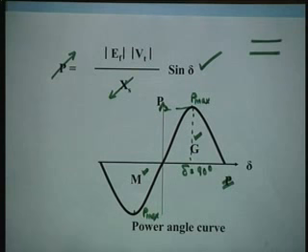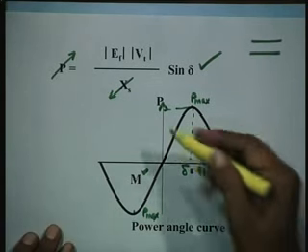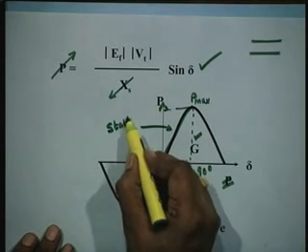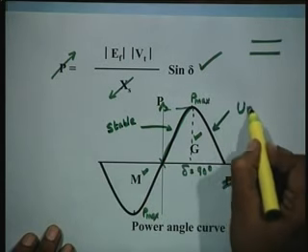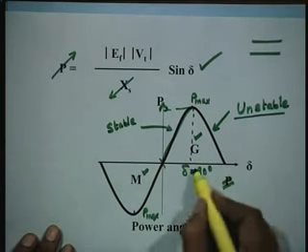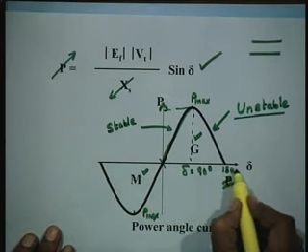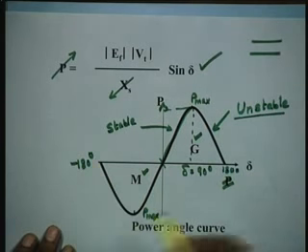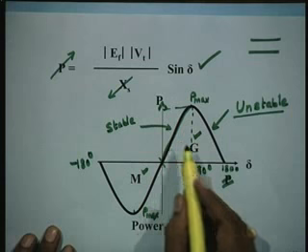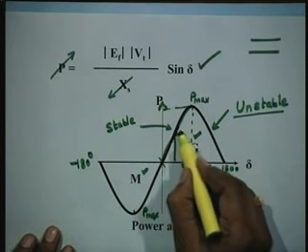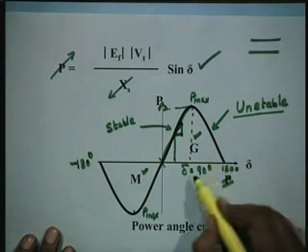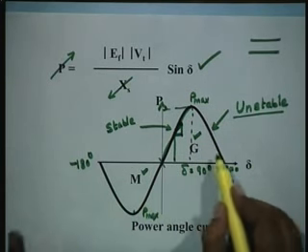You can see why this is called stable. If it operates from here to here, this is the stable region, and this is unstable. Why? Can anybody reply to this question? Why is 0 to 90 degrees stable and 90 to 180 degrees unstable? Because here the delta goes up, that means the power also goes up. So, the tangent is positive, whereas the reverse happens from 90 degree to 180 degree, the delta goes up, power goes down, which is not sustainable.